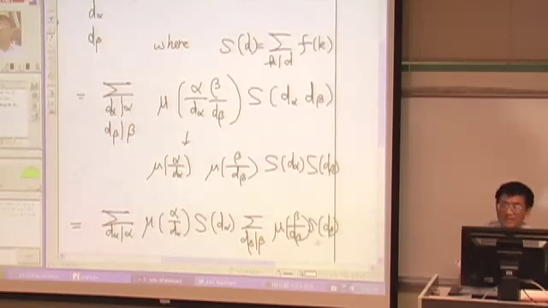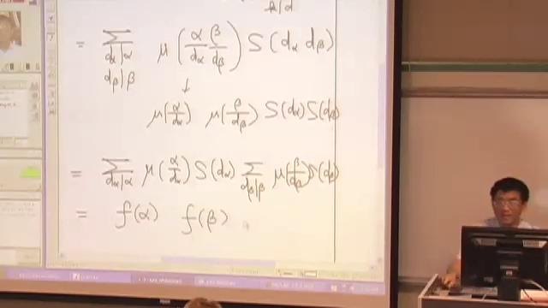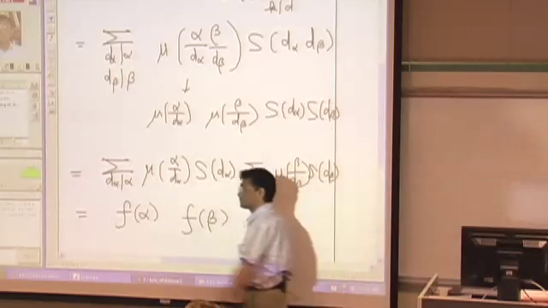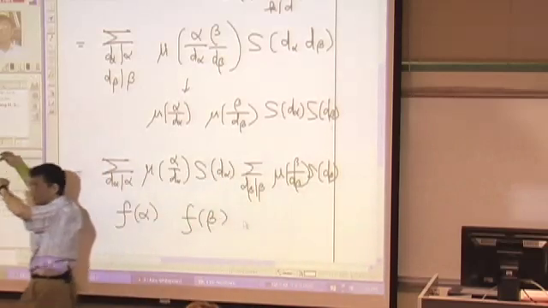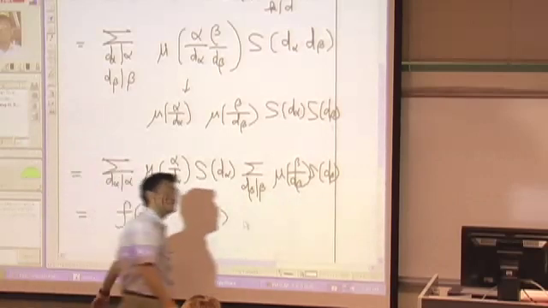And then as you can see, this is called what? This is called, by Mobius inversion formula, f of alpha, right? This is called f of beta. And now I showed that f is multiplicative. So when the sum is multiplicative, the summand is also multiplicative.